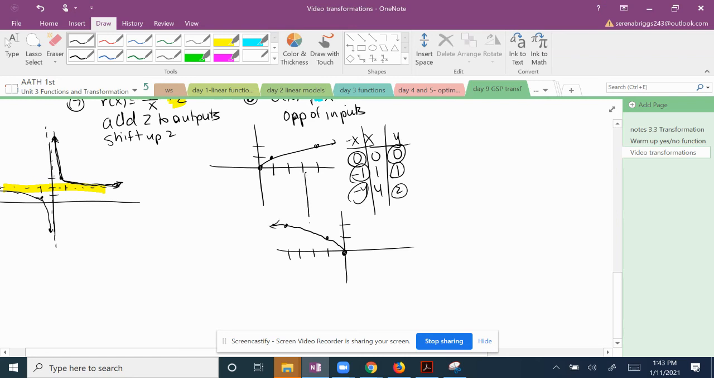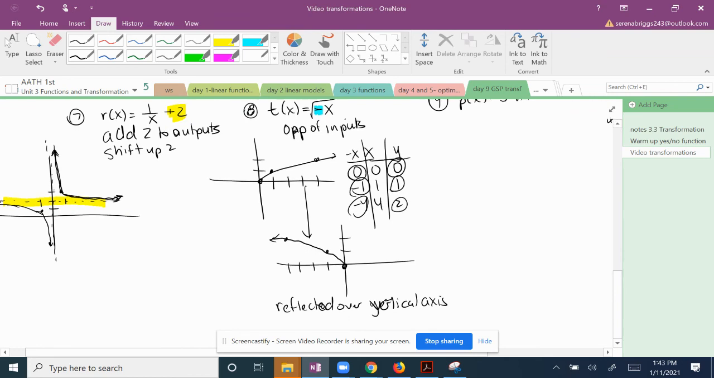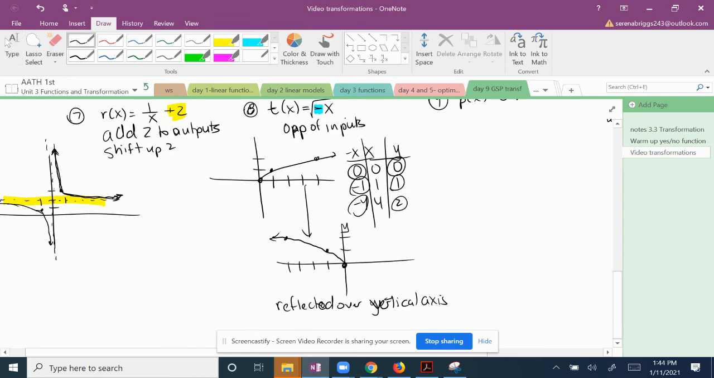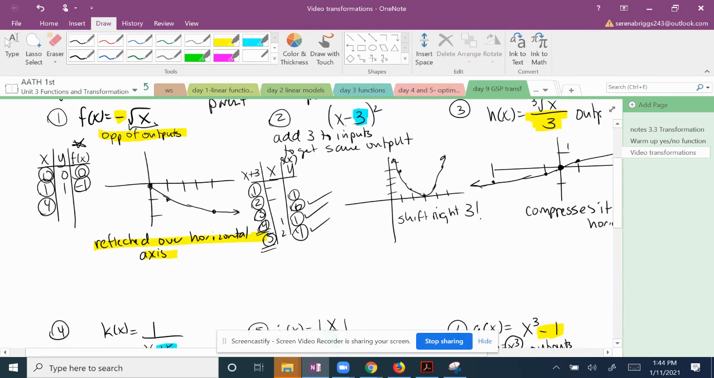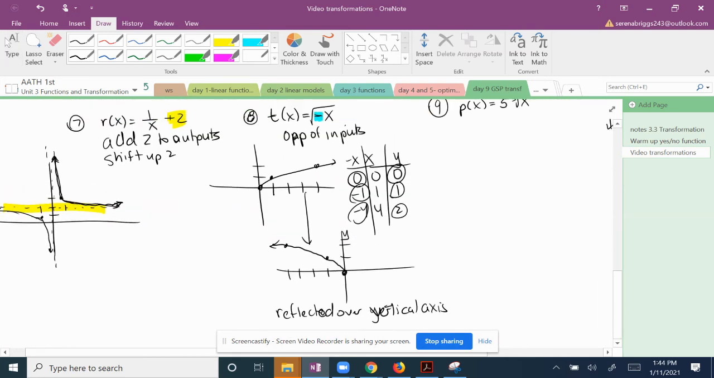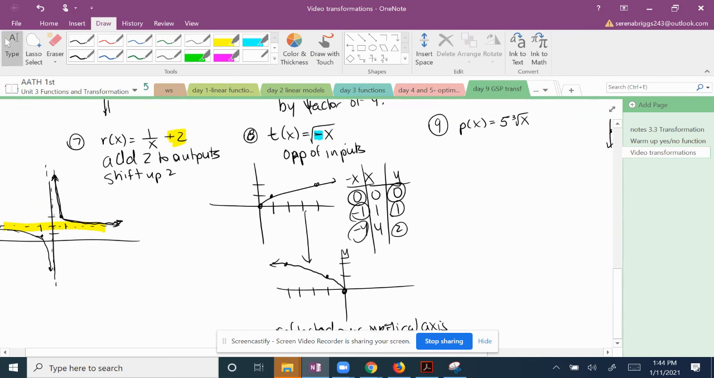What I see is that I've taken the parent and reflected it over the y-axis, the vertical axis. So an opposite on the x will reflect over the y, and an opposite on the y, back up here to this problem, will reflect over the x-axis. It's just important to note, is it the input or the output that's doing the changing? That's really the easiest way to do these problems.